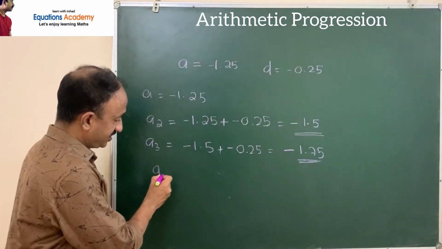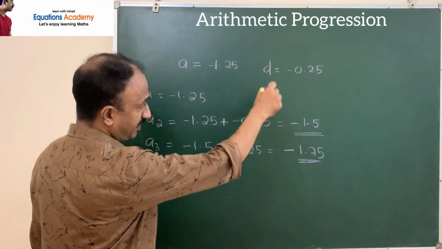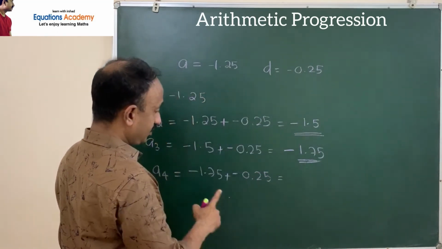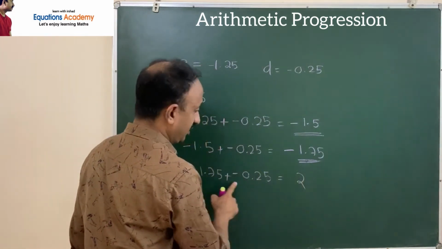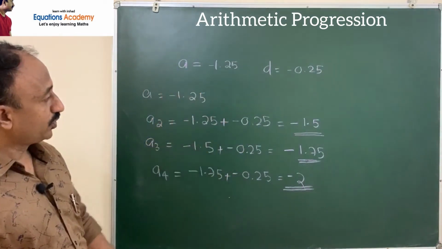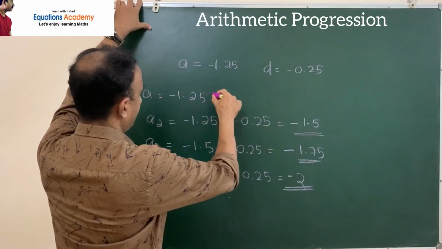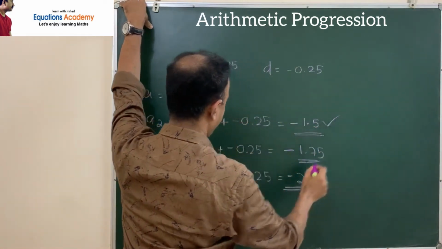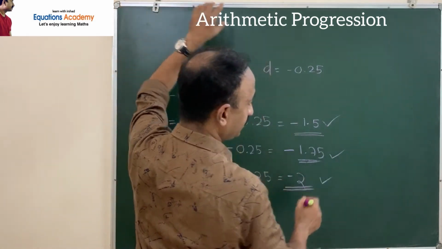Now, the fourth term is minus 1.75, that is the third term, plus the common difference minus 0.25. This is equal to 1.75 plus 0.25, it is 2, both are negative, so minus 2. These are the four terms. So, the sequence is: first is minus 1.25, then second minus 1.5, third minus 1.75, fourth minus 2.